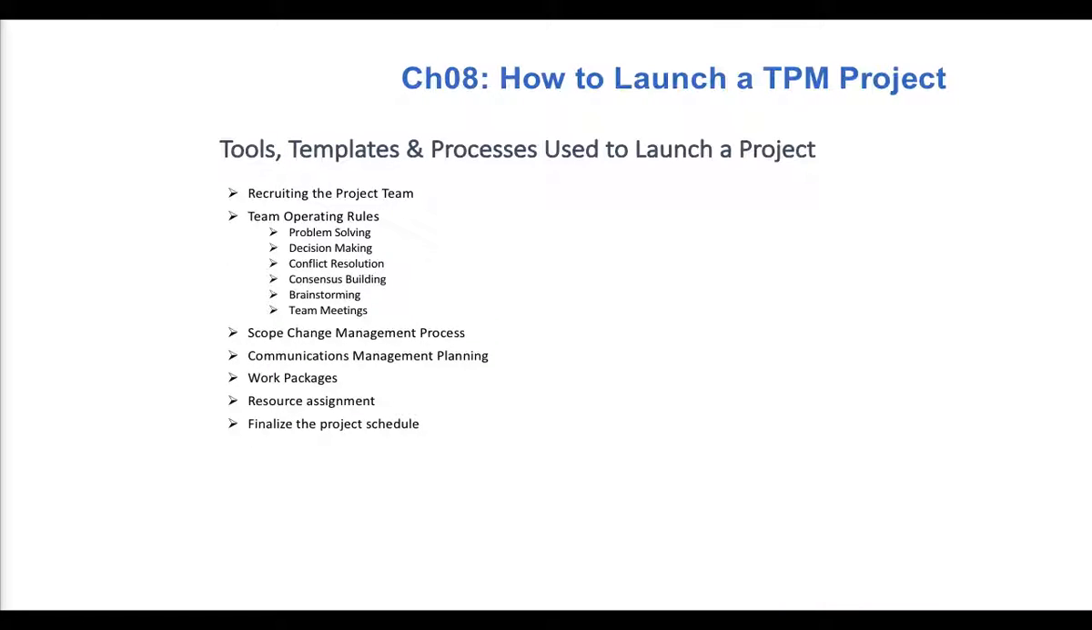And so here are some of the tools and templates: recruiting the project team. The rules about problem solving, decision making, conflict resolution, consensus building, brainstorming, and team meetings need to be in place. You need to have a scope change management process, because otherwise the C-suite will keep throwing changes at you and you will never finish. You need to have a plan about how you're going to manage communications. You need to put together the work packages, you need to assign people to those work packages, and you finalize the project schedule.